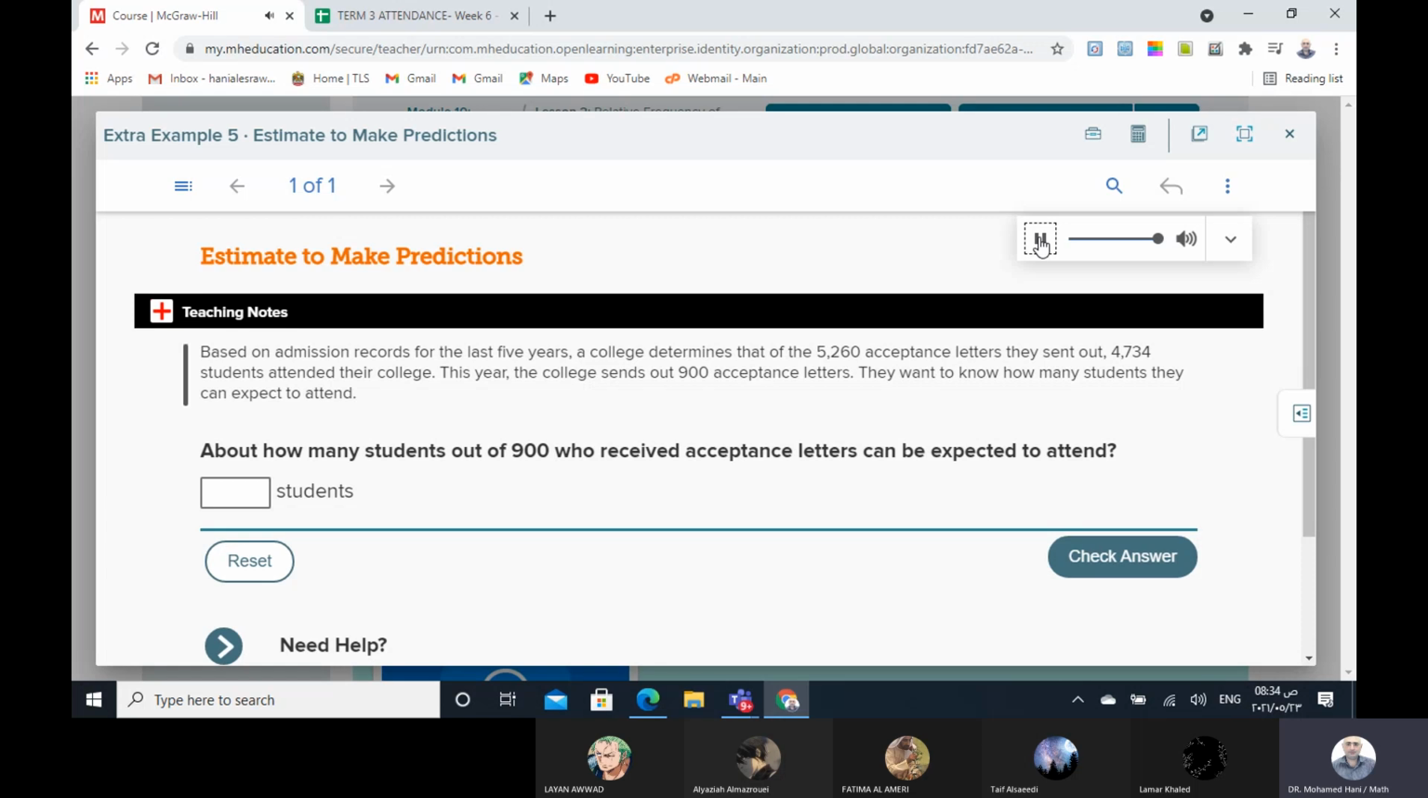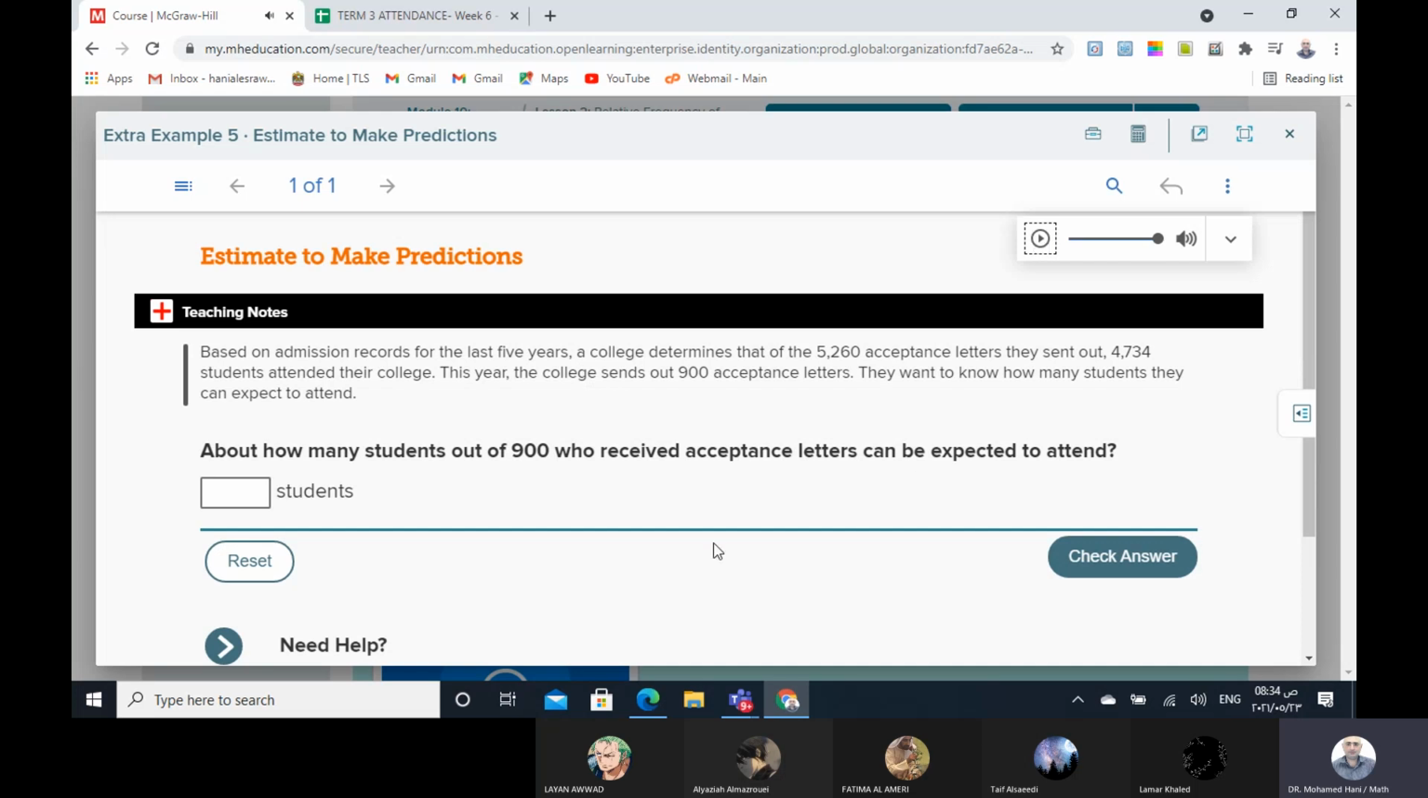Based on admission records for the last 5 years, a college determines that of the 5,260 acceptance letters they sent out, 4,734 students attended their college. This year, the college sends out 900 acceptance letters. They want to know how many students they can expect to attend.